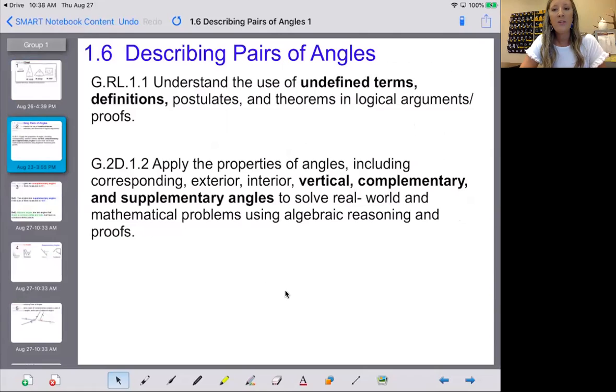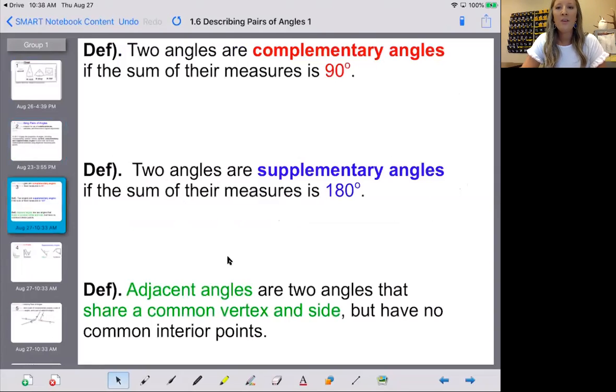One of the things we're talking about today, of course, is undefined terms and definitions. That's something we're always going to do. We're also going to learn about vertical angles today, complementary and supplementary, which I think I told you we were going to do last section, but we didn't end up getting to it. So we'll have complementary and supplementary in this section. But again, I think you know what those mean. However, if you don't, take some time to copy these into your notebook. You can just pause the video now if you don't already have them copied.